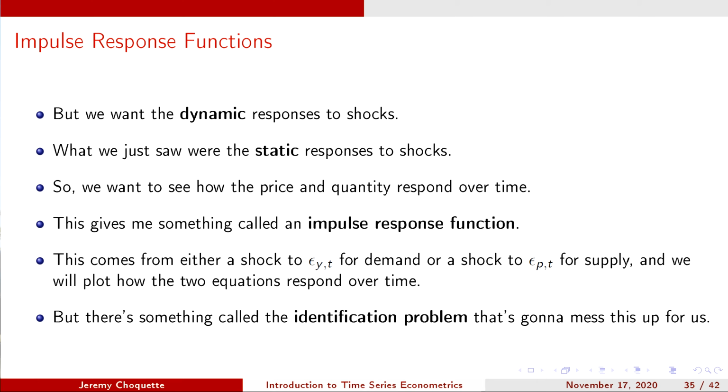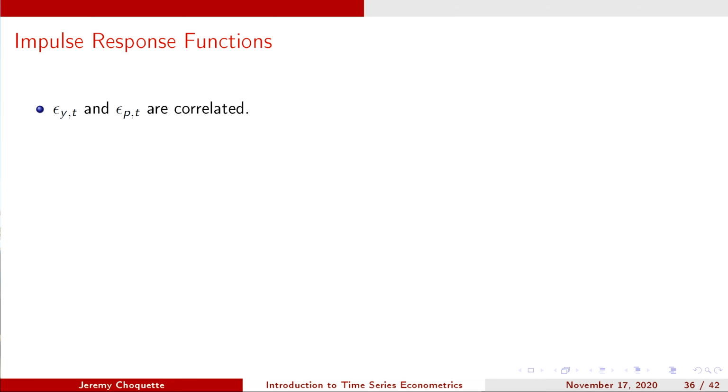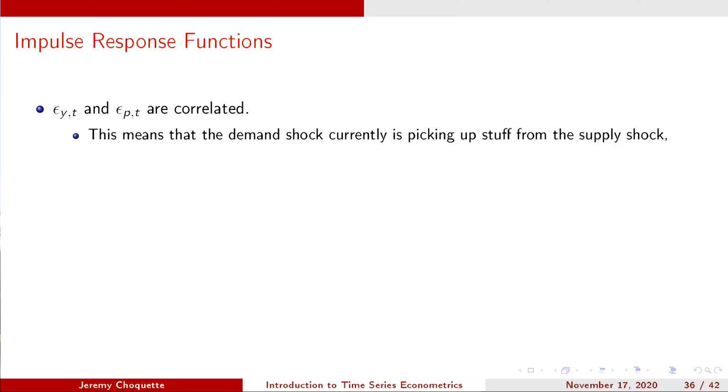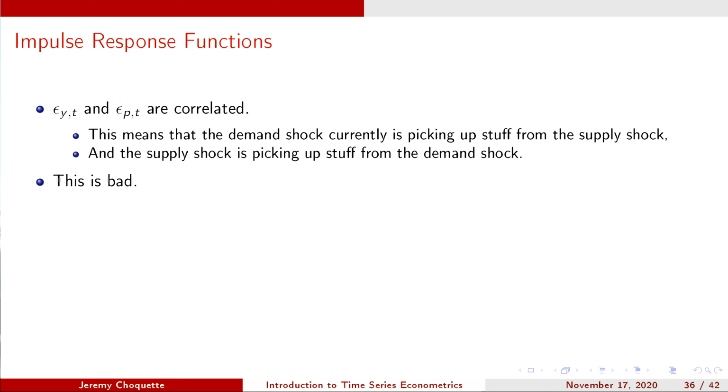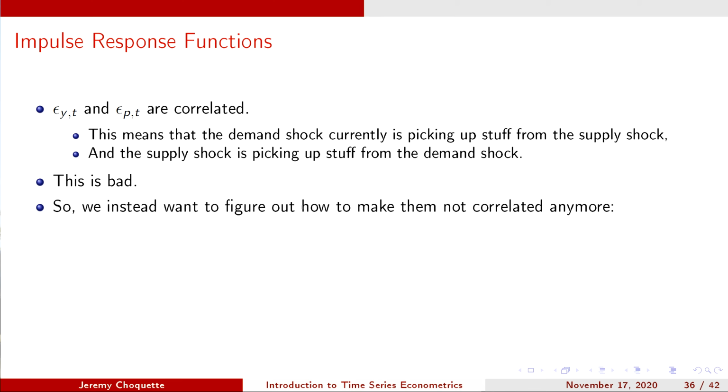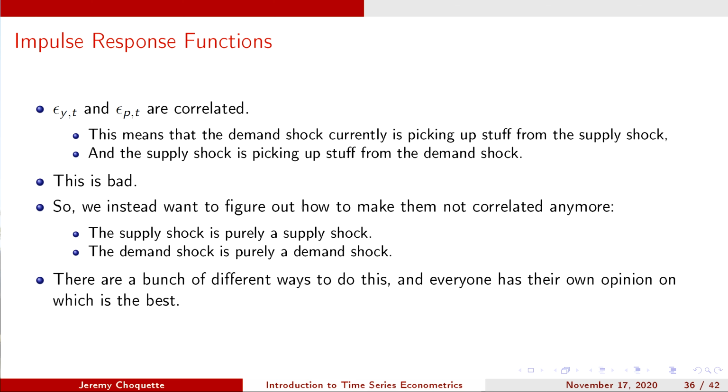But we've got an issue here, and that's what's known as an identification problem. These residuals are correlated with each other. So that means if I were to look at a demand shock, I'm picking up stuff from that supply shock, and vice versa. That's not good for me, right? That's actually really, really bad, because we can think of it as, if we're looking at these shocks, the way they're currently set up, they're contaminated, right? It's not purely a demand shock, and it's not purely a supply shock. So I got to figure out how to make them not correlated anymore to basically get a pure supply shock and a pure demand shock.